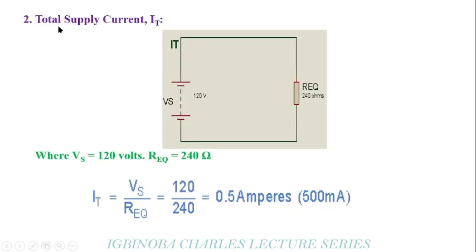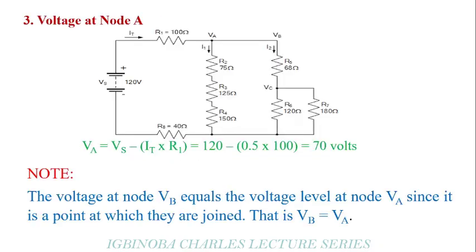So our total current flowing in the circuit, IT, using Ohm's law is Vs over R equivalent, where Vs is the supply voltage of 120 volts and the equivalent resistance is 240 ohms. When we do that analysis, we are going to get 0.5 amps as our result.